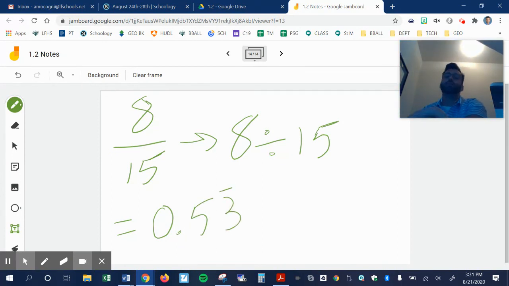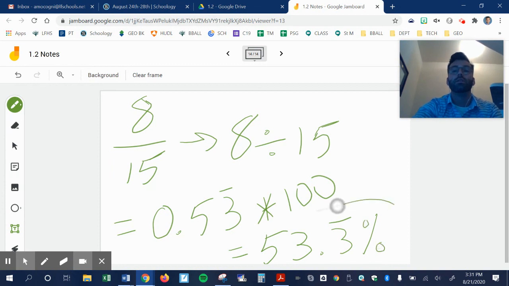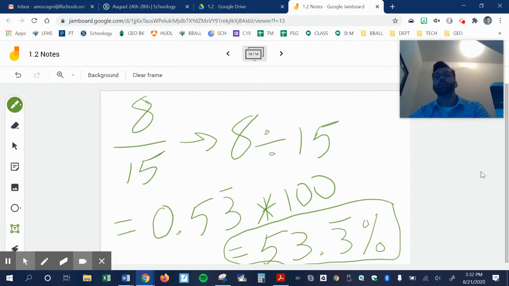Well, remember, percents are out of 100. If I have a decimal and I want to write it as a percent, I multiply it by 100, and I should get about 53.3 percent, the 3 is repeating. Okay, there's 2 and 1. There's a little application problem for you.